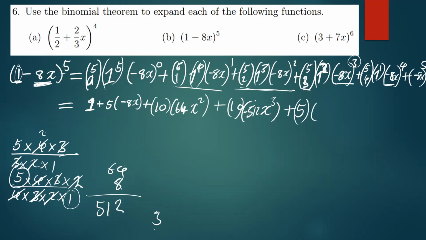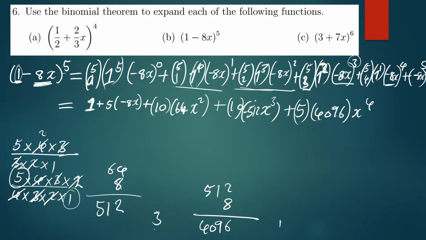And then negative 8 to the power 4. So we have 512 times 8 again. So 8 times 2 will give us 16, remainder 1. 8 times 1, 8 plus 1, 9. 8 times 5, 40. So this is what you have, 4,096, and you have x to the power 4.